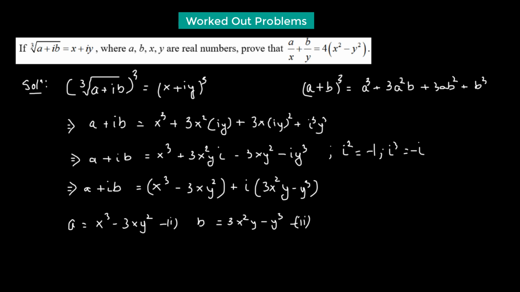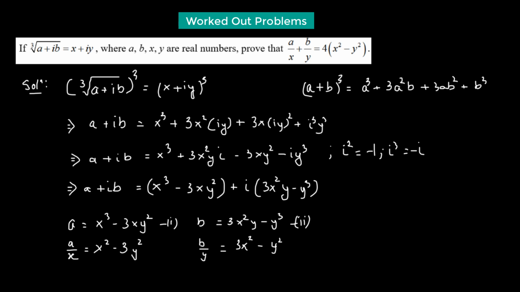So let us divide both sides of the equation by x, and that will give us a over x equals, so x cubed over x is x squared, minus 3xy squared over x will give us 3y squared. And for equation number 2, we divide both sides by y, so that should give us 3x squared times y over y will give us 3x squared, and y cubed over y will give us y squared.